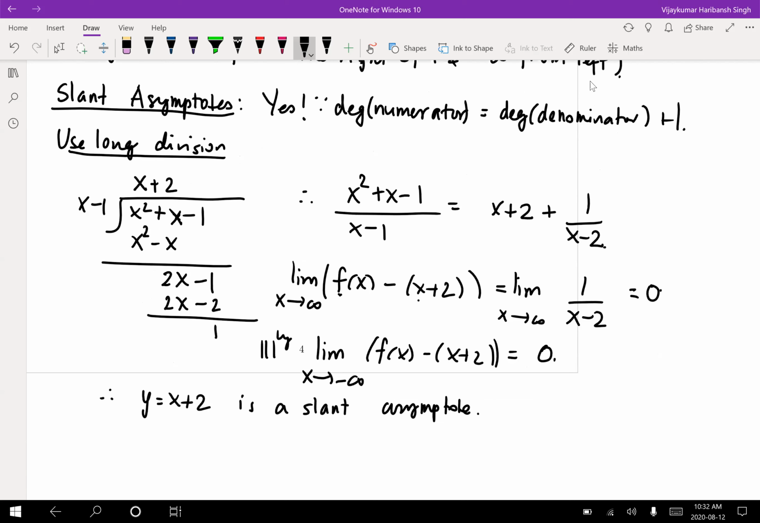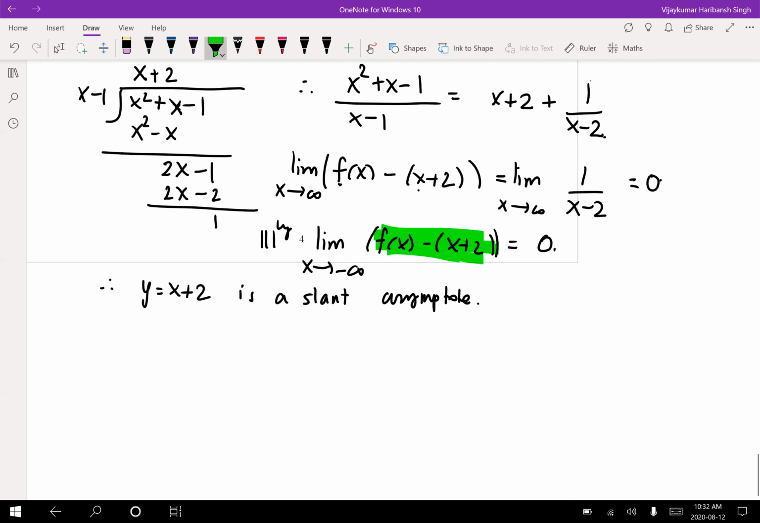Now we should try to understand what this really means. It means that as x goes to infinity or minus infinity, f of x and x plus 2 become very close to each other. And that's why we get a slant asymptote. If you draw it, you will see the graph of this function looks like the following.